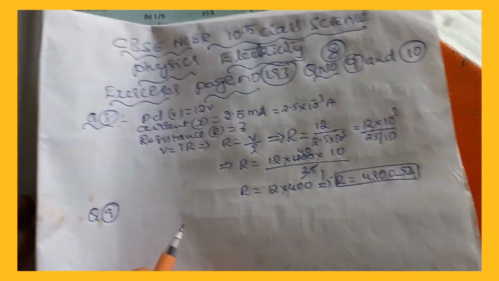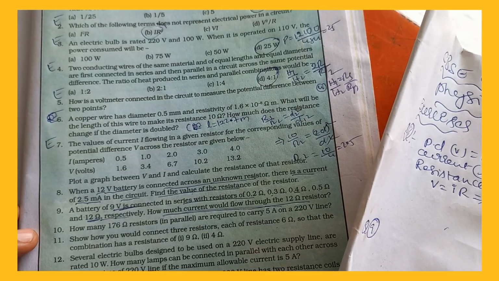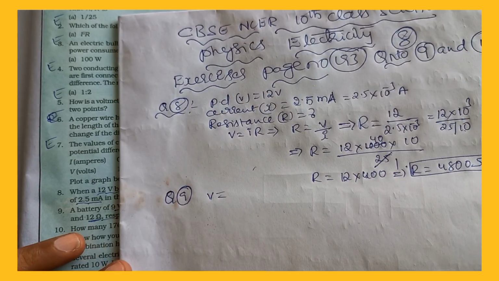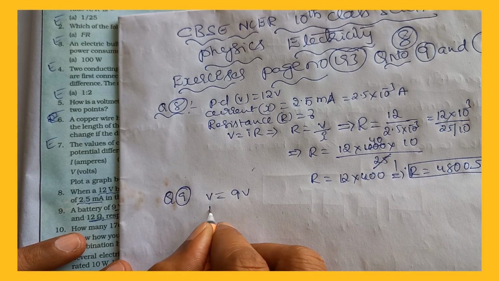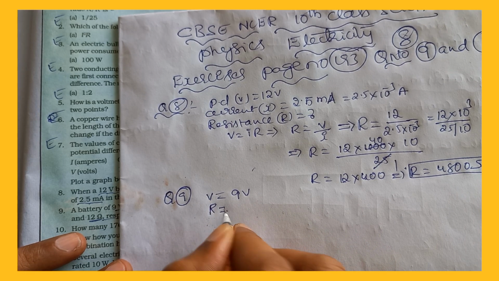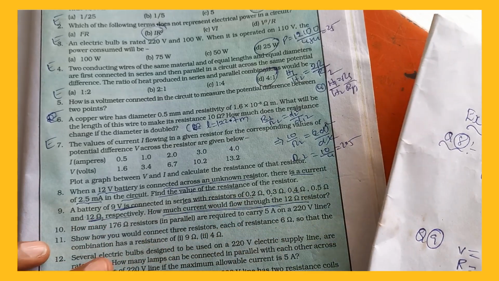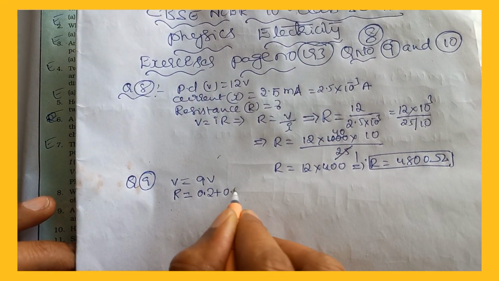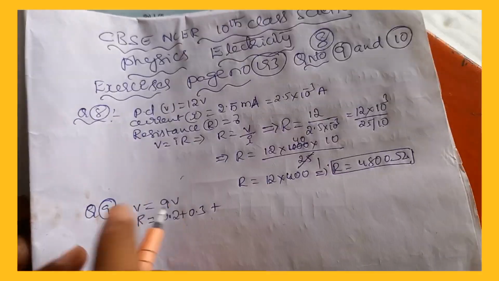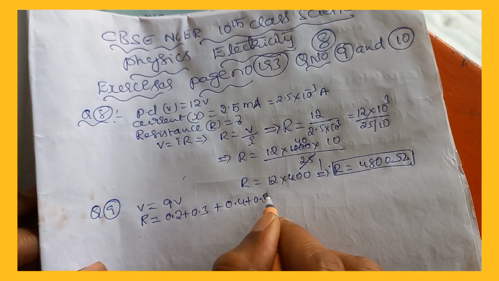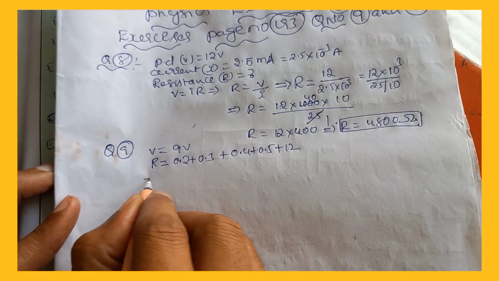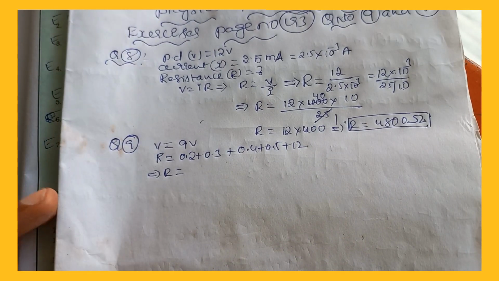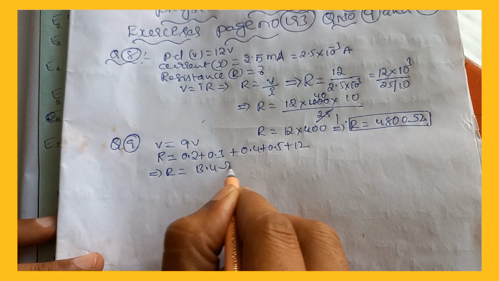So question number 9: potential difference V is given as 9 volts, and all the resistors are connected in series, so we want to calculate R. Series means they are added: 0.2 plus 0.3 plus 0.4 plus 0.5 plus 12 ohms, all connected in series. Series means sum of the resistances, so it is equal to 13.4 ohms.